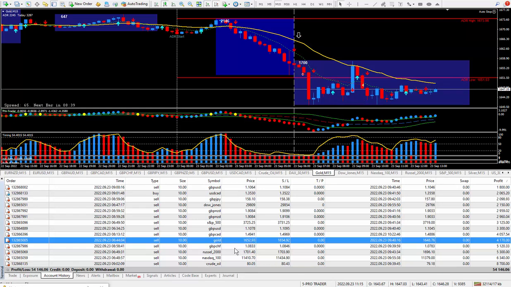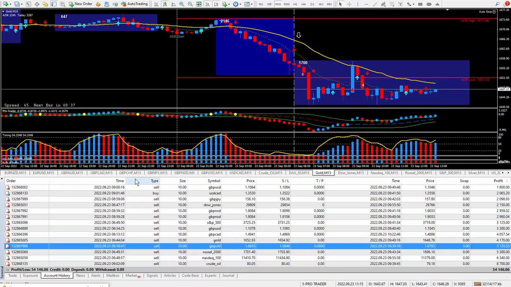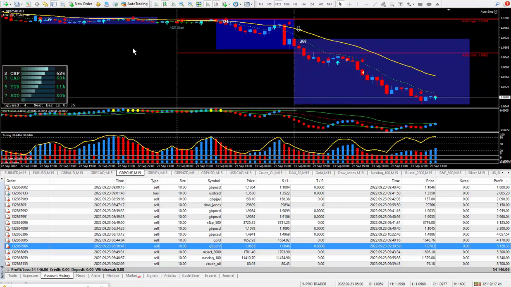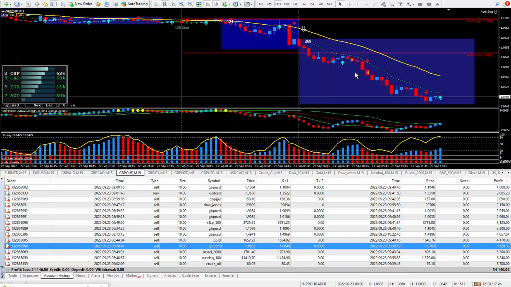Pound Swiss is the next trade. See how the meter gets... when you've got these little cursors and you have the arrows, it throws everything out of whack. Make sure the cursors are in the right location. There it is right there.